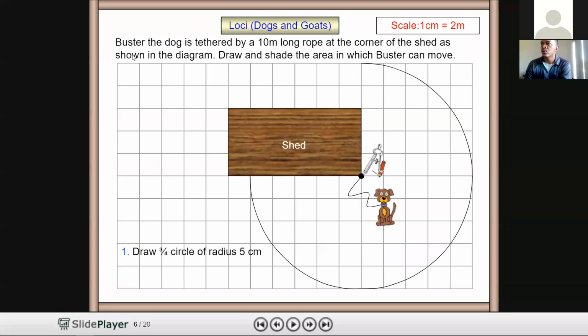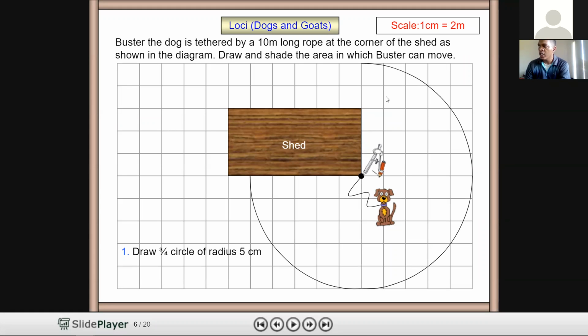Okay, so Buster the dog is tied by a 1 meter long rope at the corner of the shed as shown in the diagram. Draw and shade the area which Buster can move.